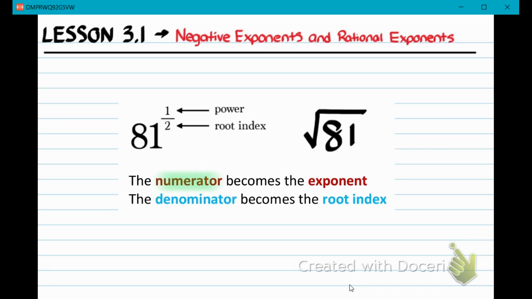So basically the numerator of the fraction in the exponent in this expression becomes the exponent when you put it into radical form. And the root, which is the denominator, becomes the root of the radical. So the numerator becomes the exponent, the denominator becomes the root index. We can call it index, we can call it root, either one, or root index. So let's try a few examples.